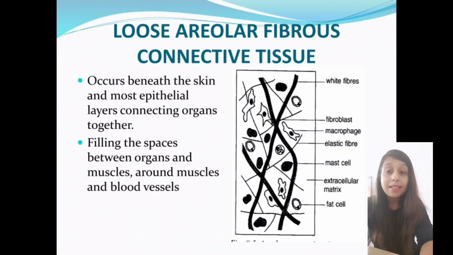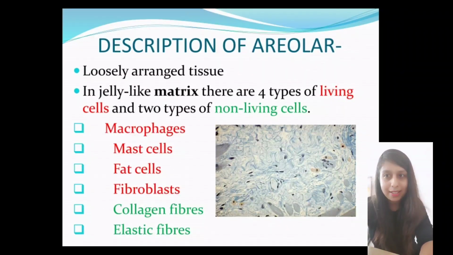Now, the main one is the areolar tissue. This areolar tissue is present beneath the skin and most epithelial layers, connecting organs together, filling the spaces between organs and muscles, and around muscles and blood vessels.